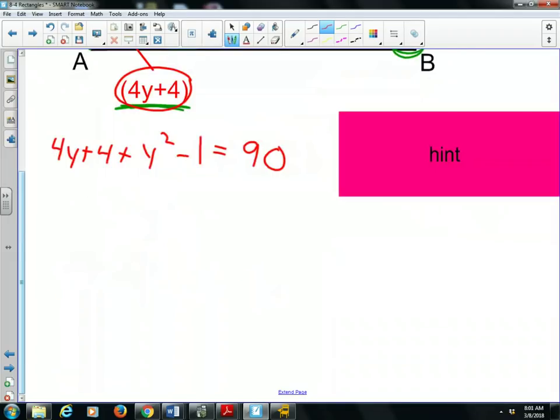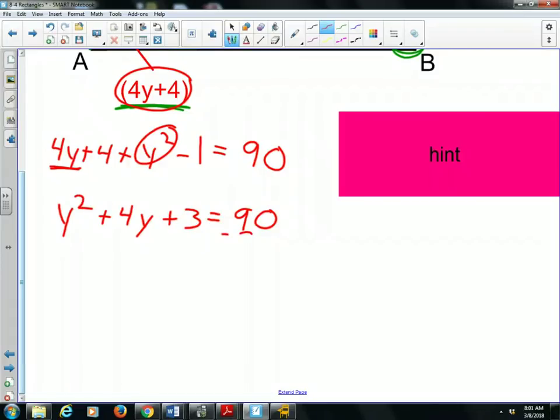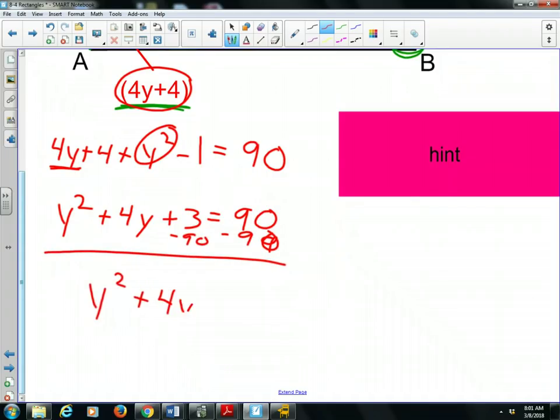Here we go. We have y squared, we have this 4y, and then we have 4 and a negative 1 make plus 3 equals 90. Whenever you have a y squared or an x squared and you have a y, we're going to need to get everything on one side of the equal sign. So I'm going to subtract 90 over here. And now I have y squared plus 4y minus 87 equals 0.